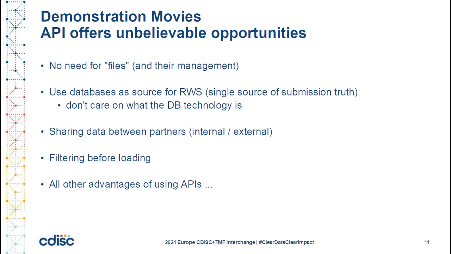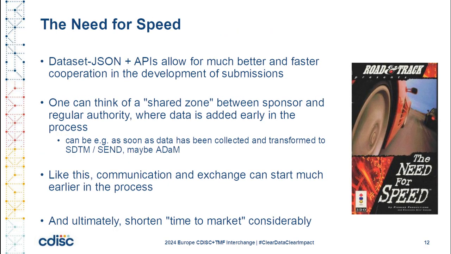Here is a short summary of the opportunities created by Dataset-JSON. In combination with APIs, Dataset-JSON allows for much better and faster cooperation in the development of submissions. One can even think about a shared zone between sponsor and regulatory authority, where data is added already early in the process. Like this, communication and exchange can start much earlier, which ultimately can shorten time to market considerably.